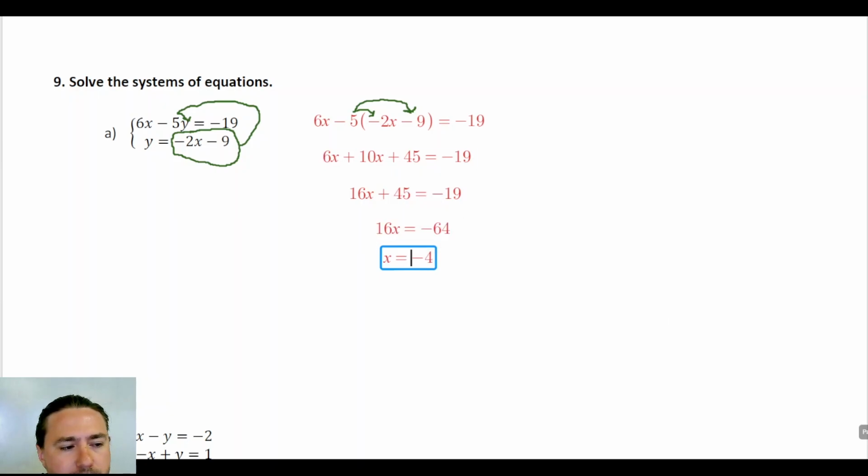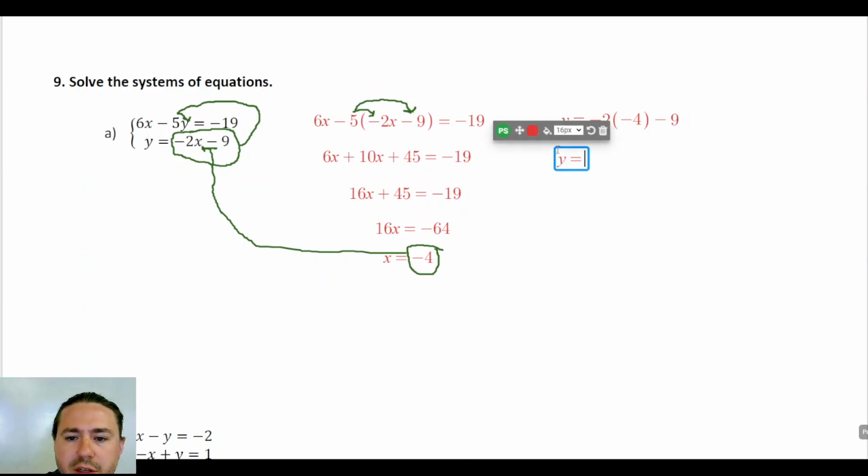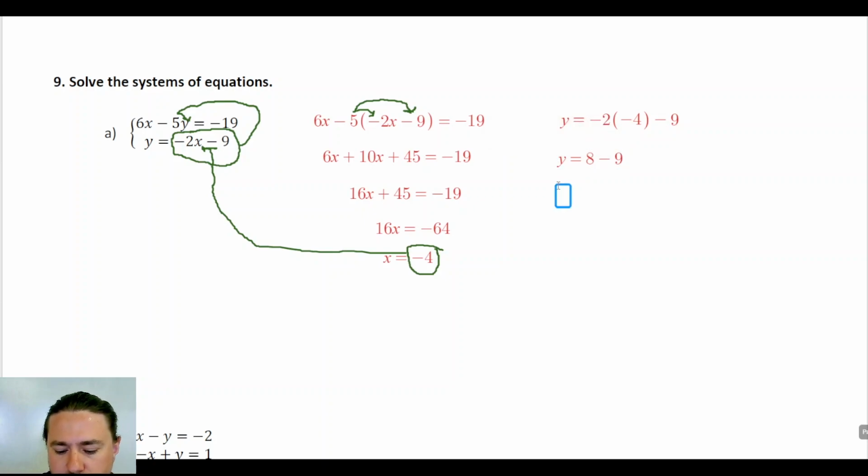So we'll take that negative 4, which is going to be the x-coordinate of the solution, and we're going to substitute that into the other equation, the one where y is isolated, so this one right here. To get the y value, we're going to get y equals negative 2 times negative 4 minus 9. So negative 2 times negative 4 is going to be positive 8, and 8 minus 9 is negative 1.